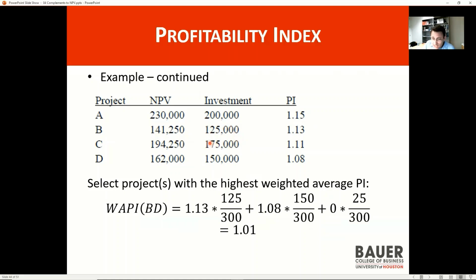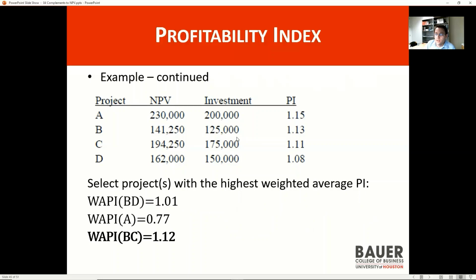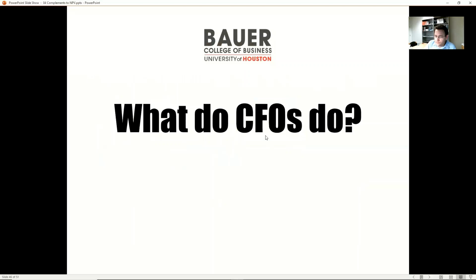You're not leaving anything on the table, and it gives you the NPV of about 320, which is higher than if you invest in, say, B and D, which would also be feasible, but B and D would only give you about 300,000 instead of about the 320 NPV. Okay, so this is the weighted average profitability index for all these different combinations of projects. We see B and C gives you the best combination.